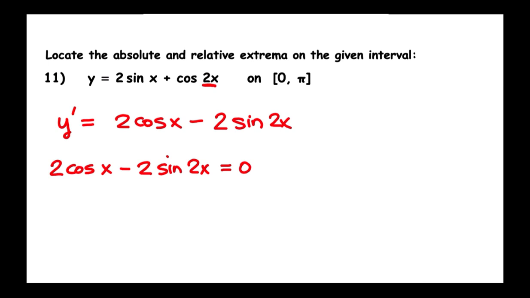Now, unfortunately, the angles are different. You're taking the cosine of x, but you're taking the sine of 2x. And we can't deal with that, so thank goodness we know the golden sheet of trig. We're going to go ahead and change sine of 2x to sine cosine.